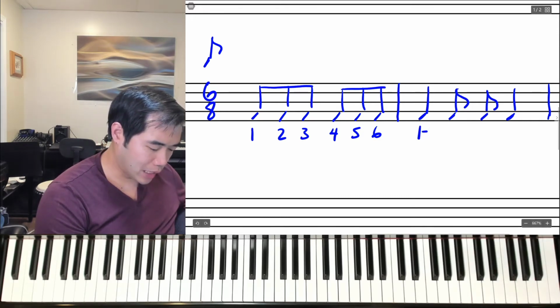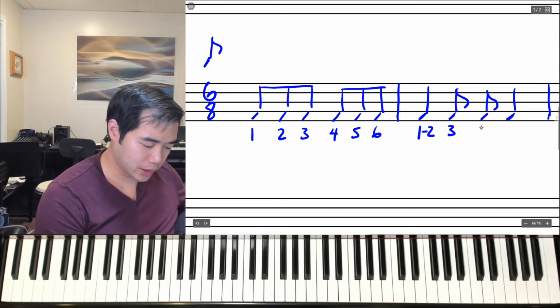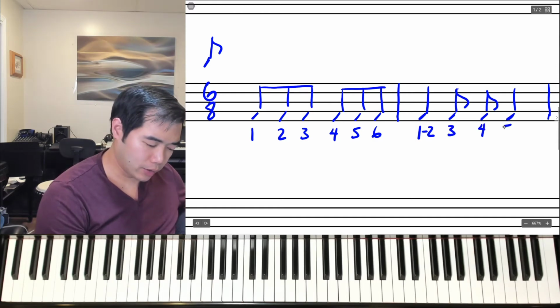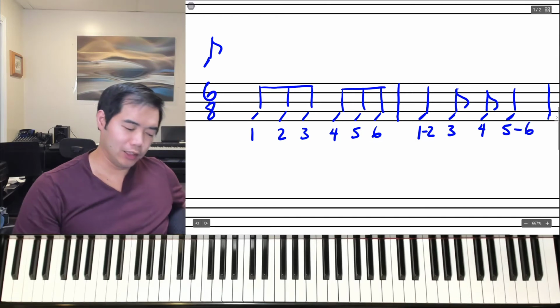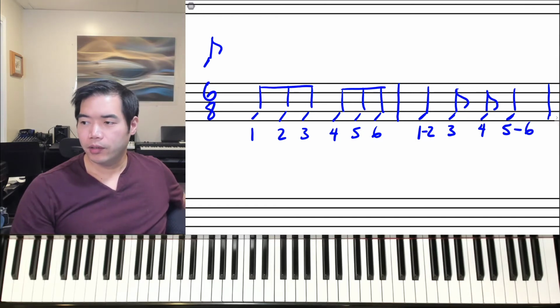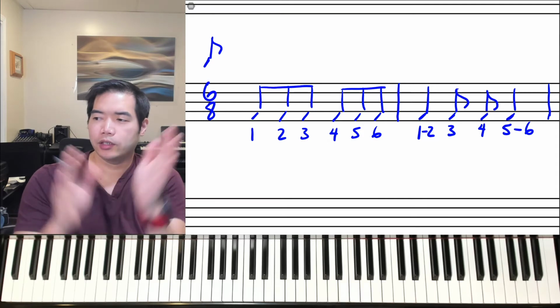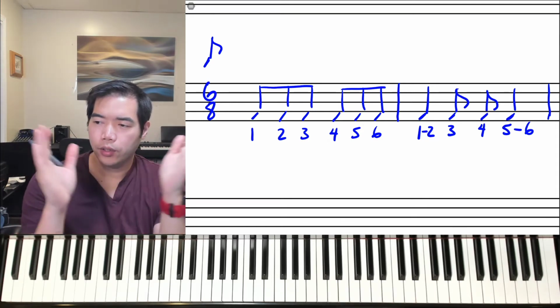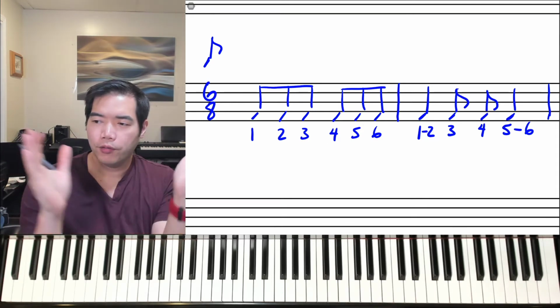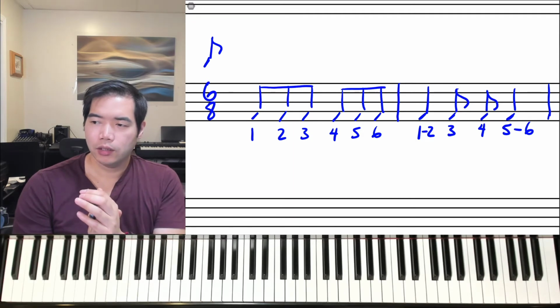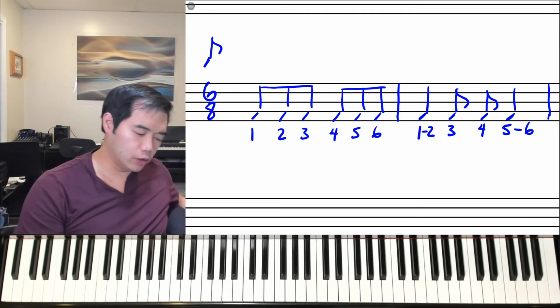So that quarter is now 1-2. This eighth note is 3. This eighth note is 4. And this final quarter note is 5-6. So that measure is going to sound like this. 1, 2, 3, 4, 5, 6. Feel free to rewind that a few times and try that with me.